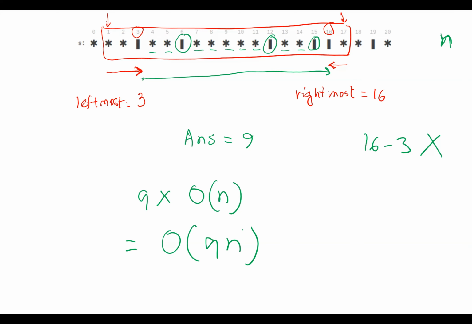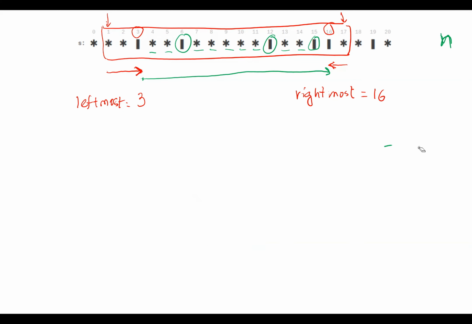So why don't we try to remember all the nearest left candles as well as all the nearest right candles? Okay, so here is the thing. Basically, this is the answer. So we know that the query is 1, 17.